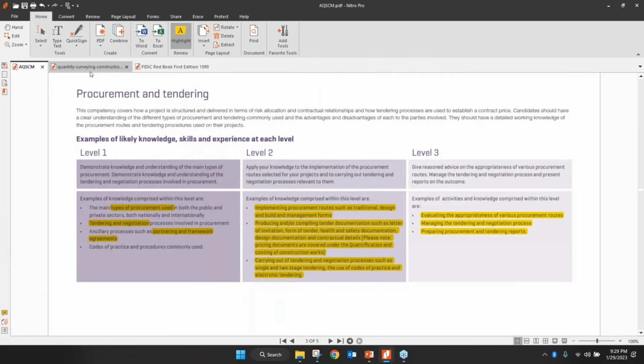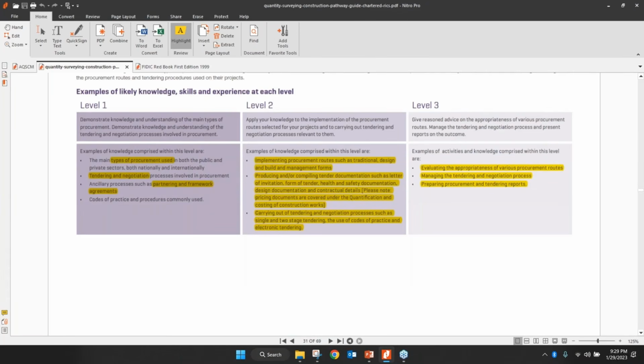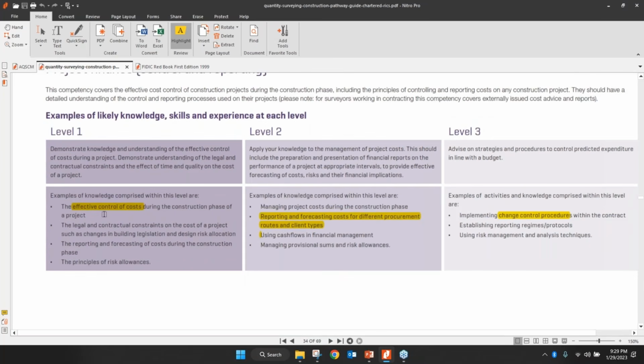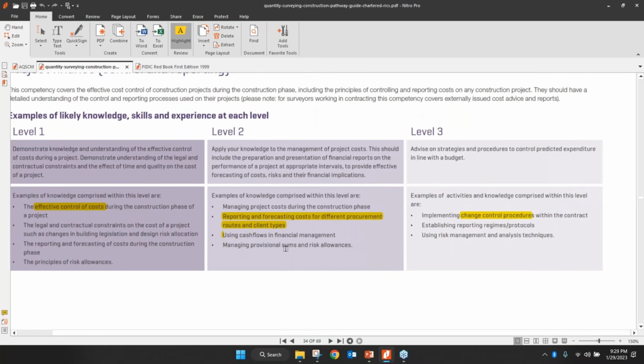So let's go a little bit down. Project finance control: effective control of cost on the lump sum project, the remeasure project and the cost reimbursement project. All are different, okay? You can't be the same. Preparing and forecasting the cost for different procurement routes and client types, different. Change control procedure under the lump sum contract and the remeasure contract: the process may be the same, but evaluating the change will be different. How do you agree the price?